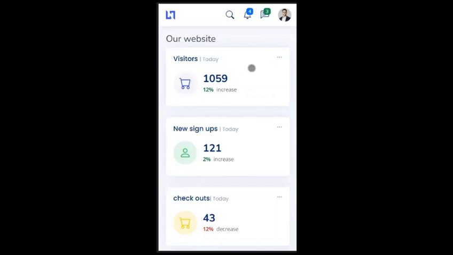Over here, we can see how our dashboard looks on a mobile version. So I'll quickly run you through this.